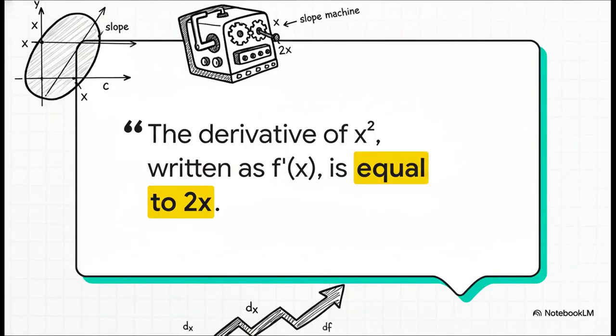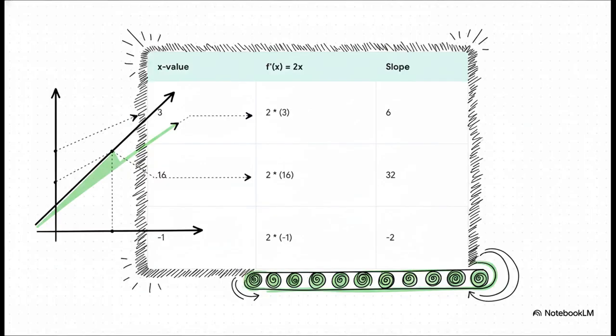And when you do all that algebra, when you simplify everything down, you get something just beautiful and simple. The derivative of x squared is 2x. That's it. That's our slope machine. It's a brand new formula whose only job is to tell us the slope of our original curve at any point we choose.